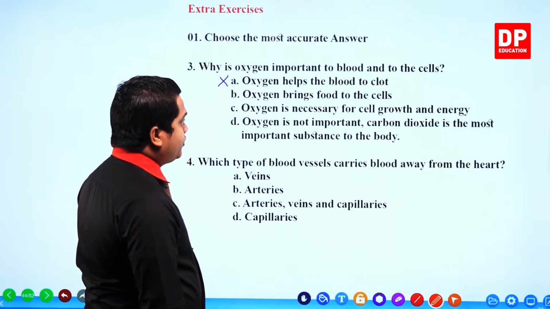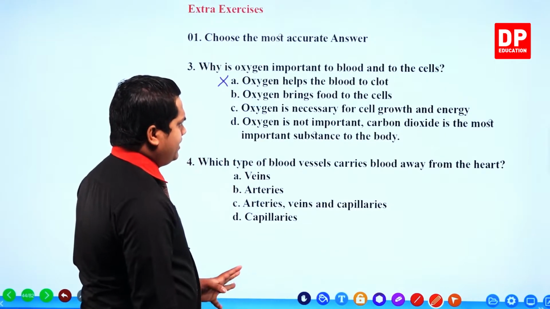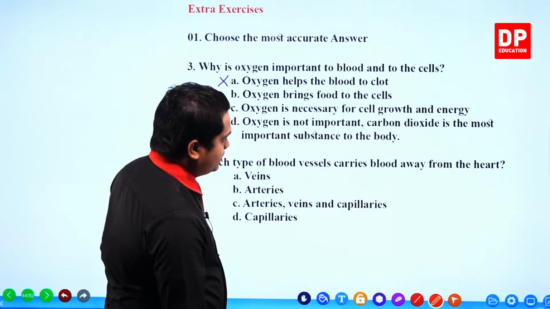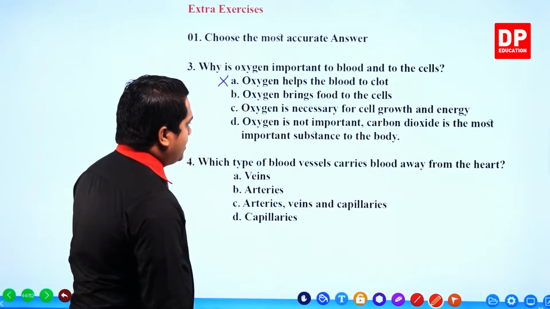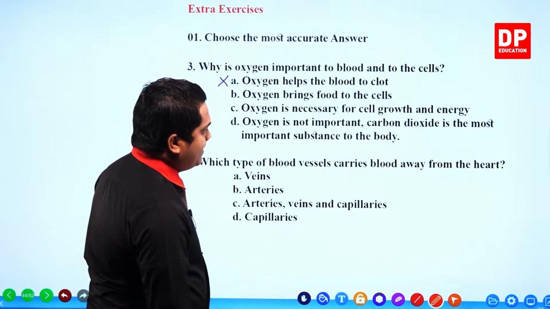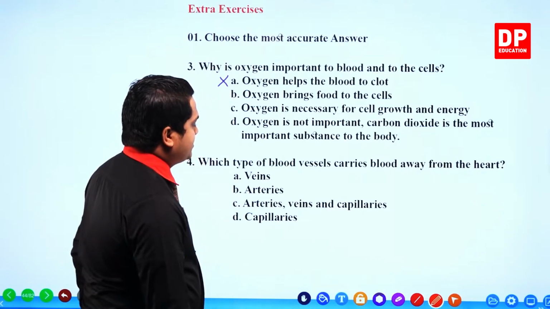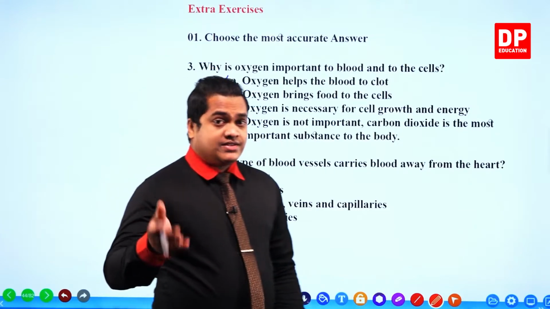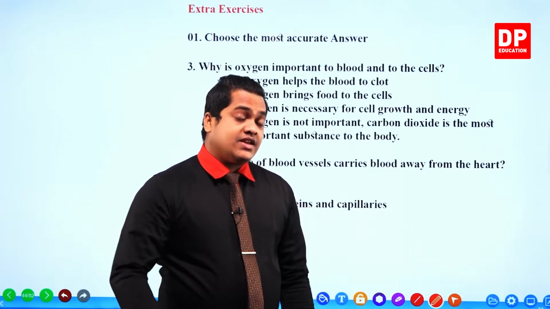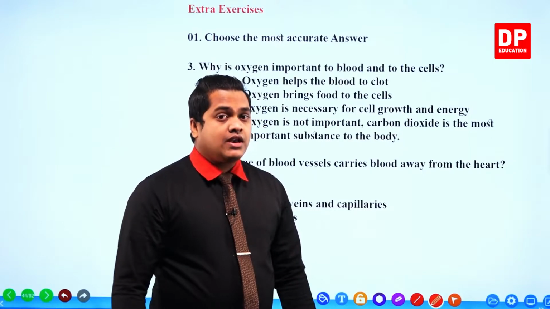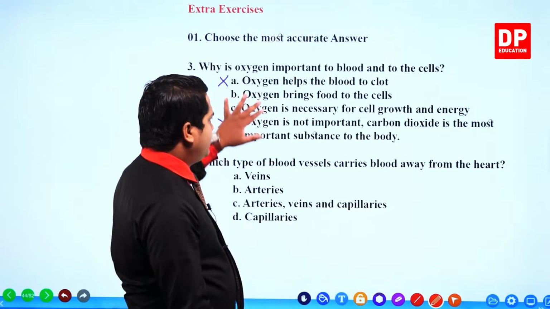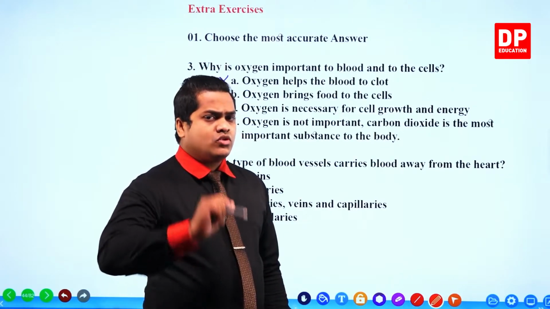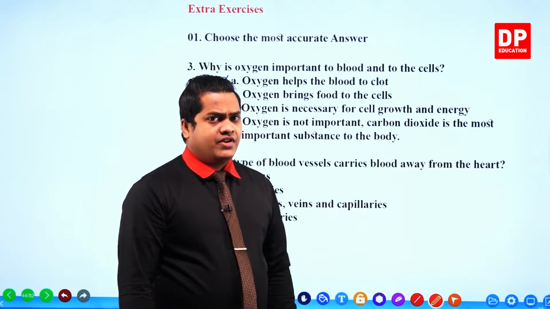Oxygen brings food to the cells. We'll keep that. Oxygen is necessary for cell growth and energy. We'll keep that also. Oxygen is not important. Carbon dioxide is the most important substance to the body. We know that carbon dioxide is a good example of an excretory substance, so it's getting removed from our body. So it's totally incorrect. So you have to select one of these two answers. One of these two is the most accurate answer for our question.